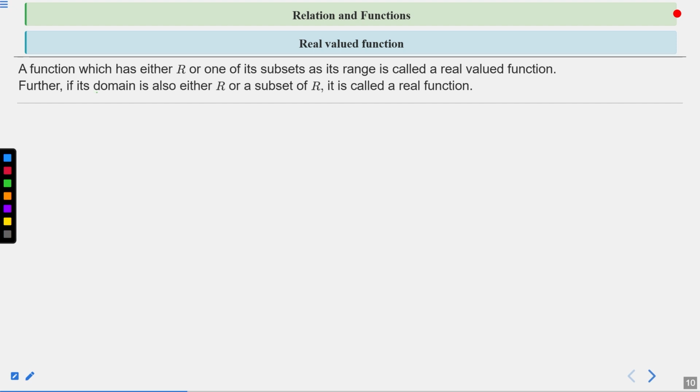Further, if its domain also belongs to a subset of the reals or the complete real numbers, then we will call such a function a real function. So in a real function, the domain as well as the codomain belong to the set of reals, while in a real valued function, the range must be a subset of reals. Clear?